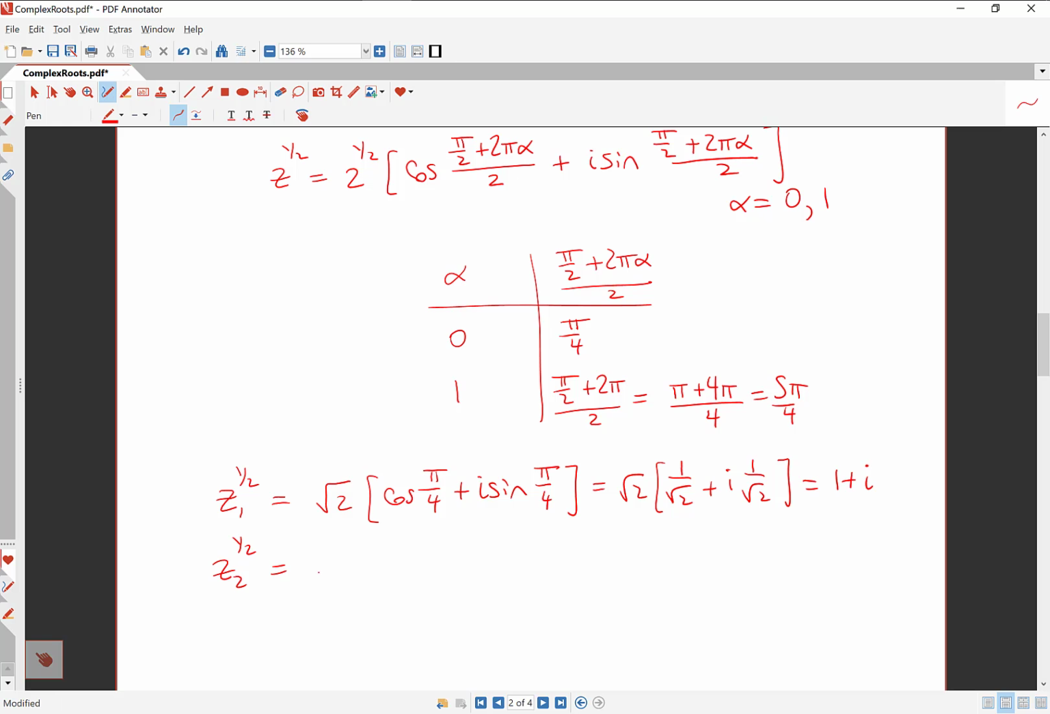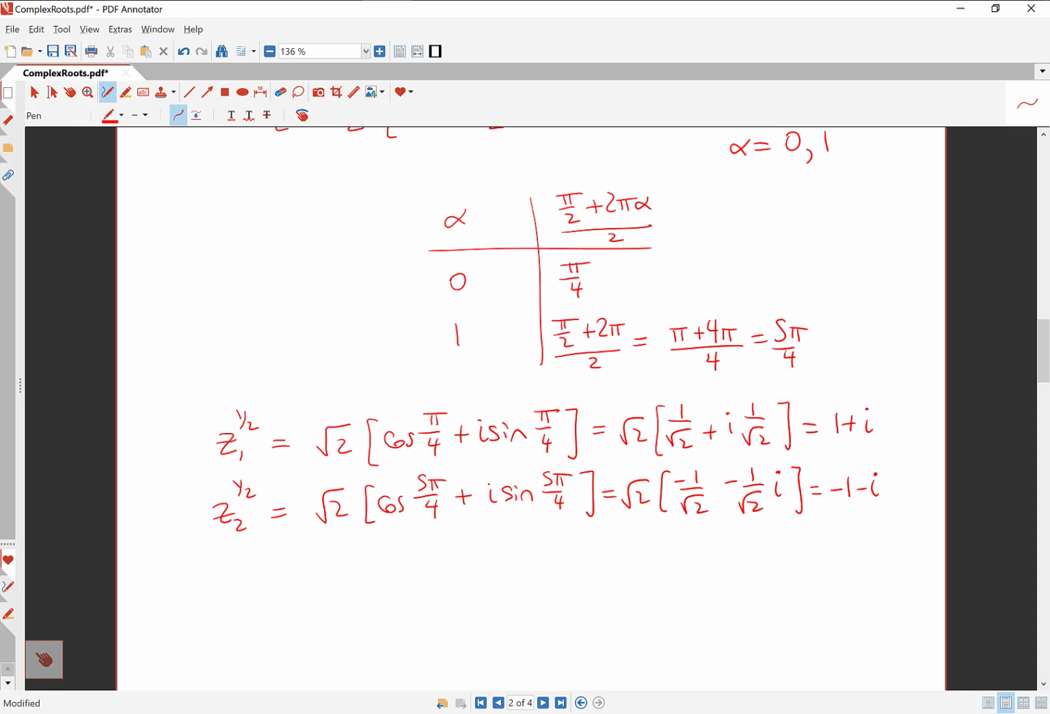For our second square root, it's exactly the same thing, but now we're using the angle 5 pi over 4 instead of pi over 4. So if we simplify this, we've got root 2 times cos of 5 pi over 4 is going to give us the negative 1 over root 2. And sine of 5 pi over 4, same thing. So we end up with minus 1 over root 2 times i. And by the time we've multiplied through by the root 2, we end up with negative 1 minus i. So that gives us our second square root.